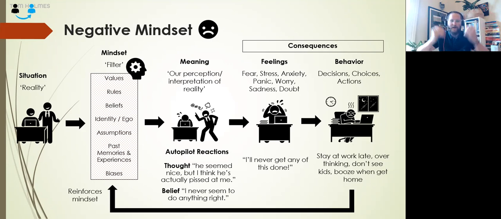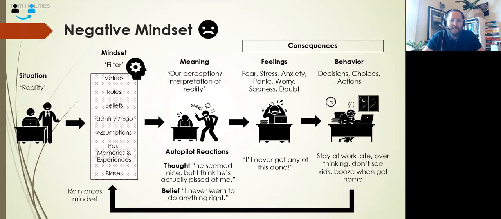Then he's making meaning of it. So we have the situation, the reality is neutral. It's filtered through his mindset. Then he's made meaning of it. So meaning is our perception. Really, it's our interpretation of reality. So the way that this employee has interpreted it, probably often on autopilot reaction, this could be his default, his tendency, the way that his mindset determines his outlook on life, is that he's perceived this as the boss is sort of having a crack at him. So he has this thought, he seemed nice, but I think he's actually pissed at me.